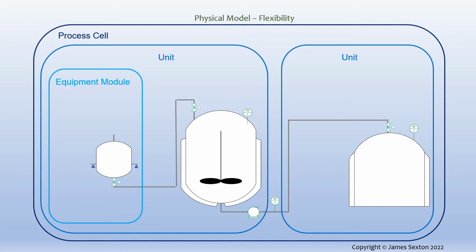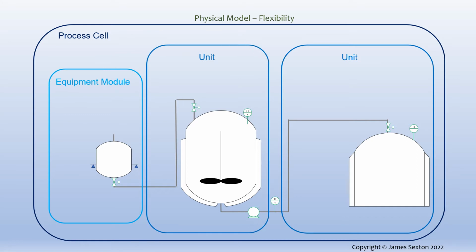Likewise, an equipment module may be contained in a unit, as shown, or in the process cell directly. A process cell must contain at least one unit, and there must be at least some control modules. Interestingly, the equipment module is the only level that may be omitted completely.